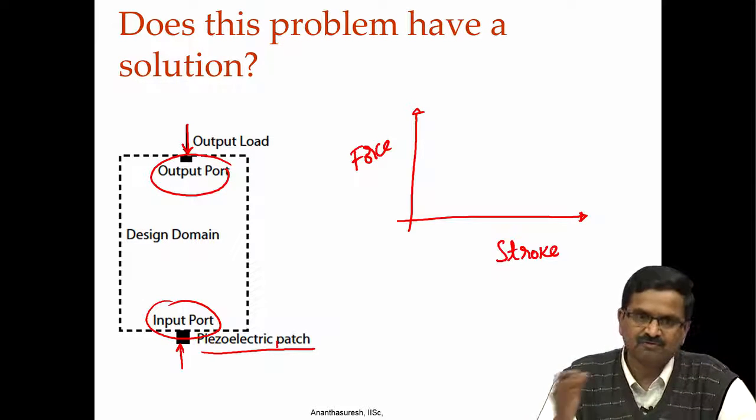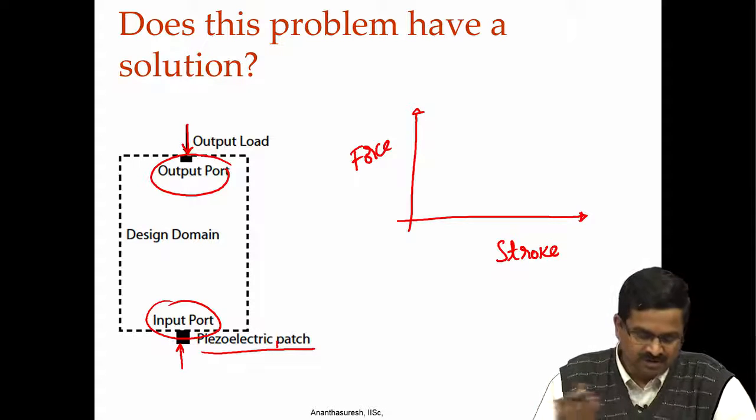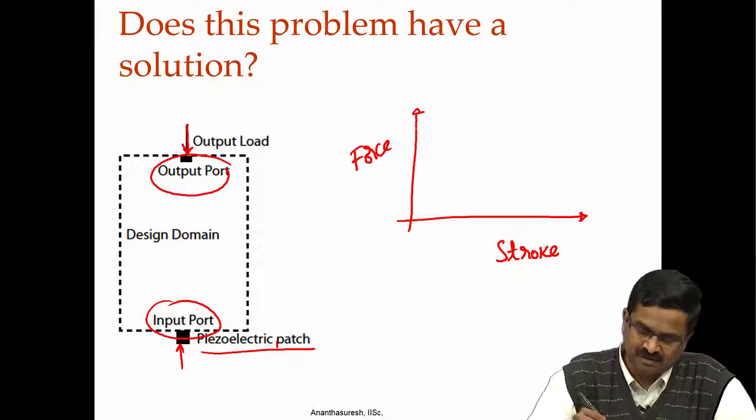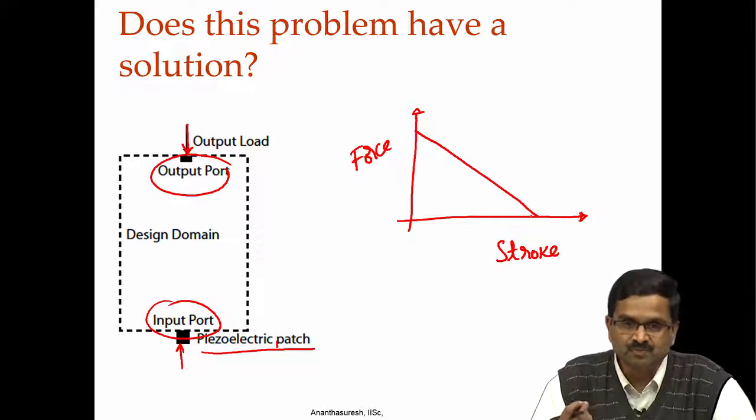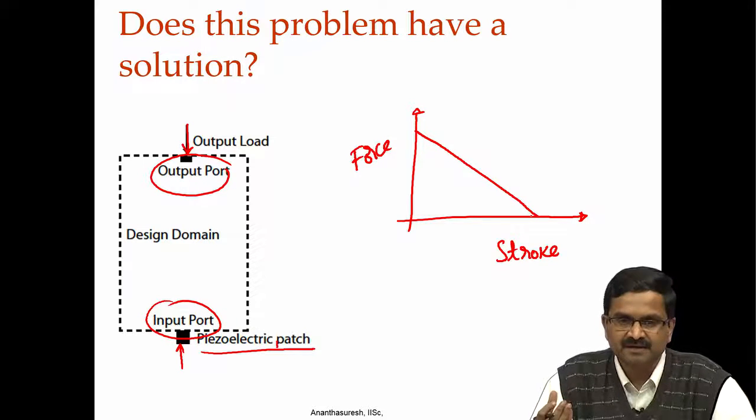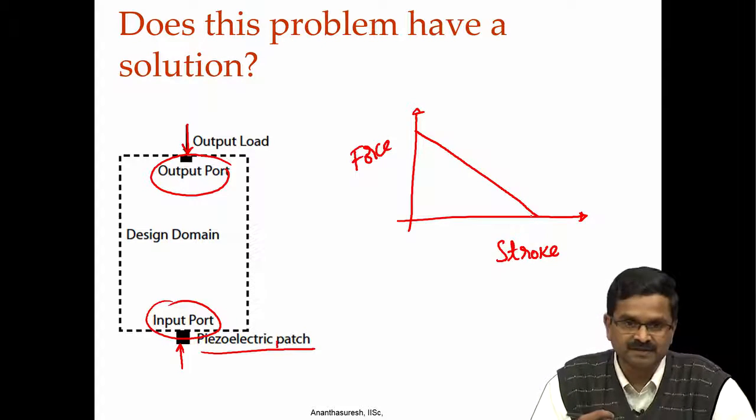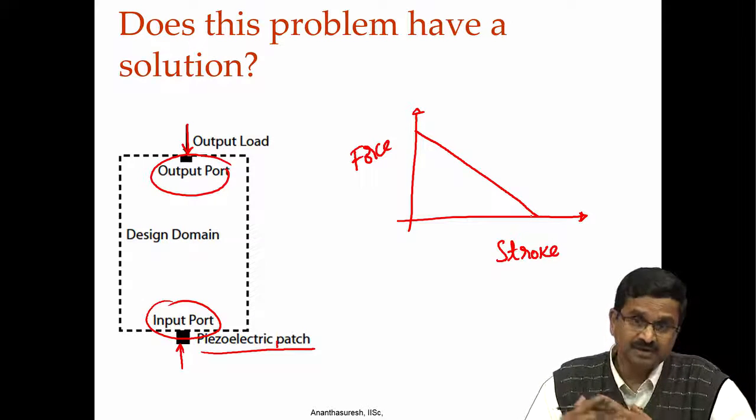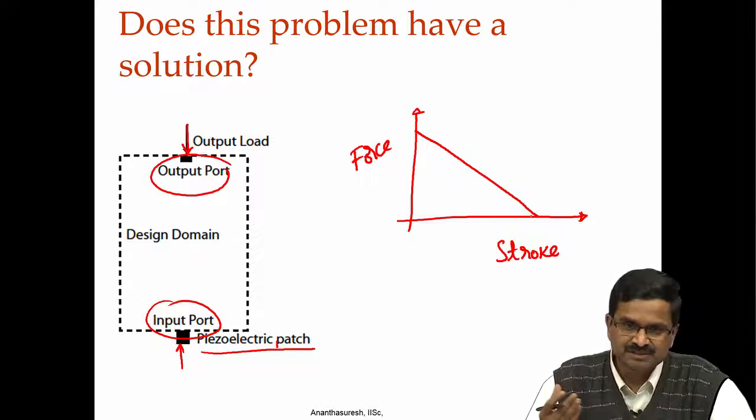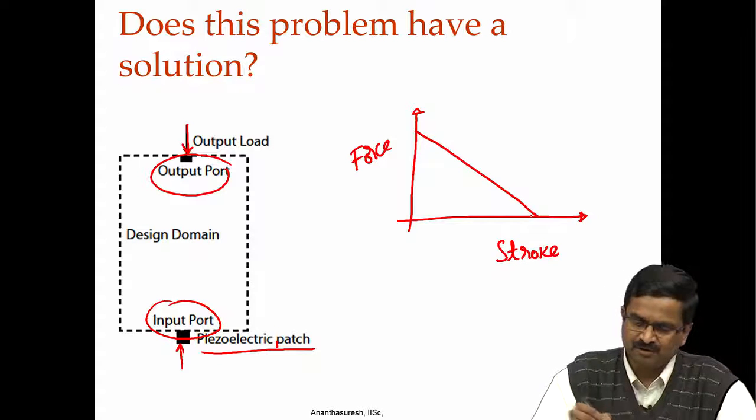Any actuator will have a force versus stroke curve which is characteristic for that actuator. Piezoelectric patches normally will have a characteristic that is linear because the displacement is very small. So, that will be within the linear regime of that material. This is a solid piezoelectric patch. When it deforms, it will be like a solid deformation, and its deformation is not much, you can assume it to be linear, it will be like this.